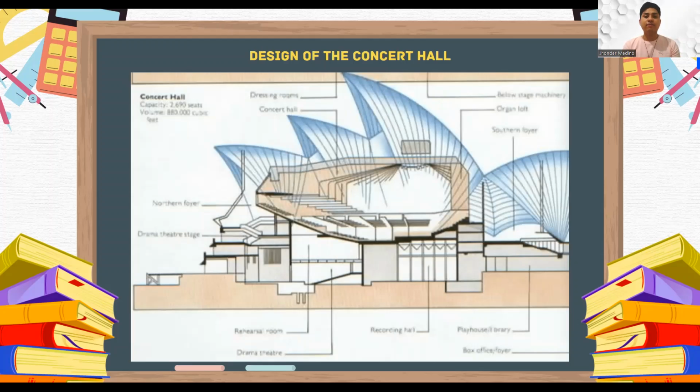Then when Utzon left, the shells were almost complete and cost amounted to only $22.9 million. And in 1967, phase 3 started, which is the interior. Ito yung loob ng Sydney Opera House.